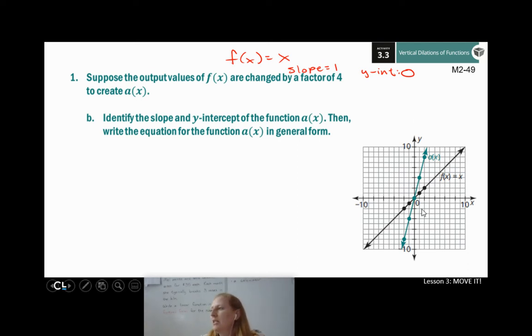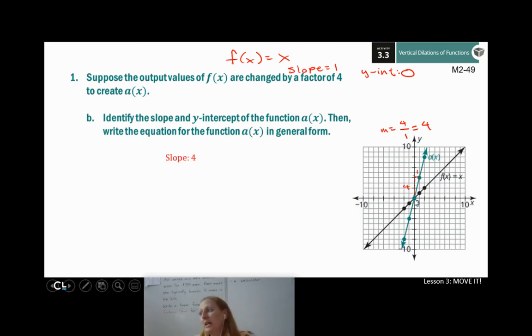So the y-intercept didn't change. I can see my y-intercept is still here at 0, but let's talk about that slope, right? On our f of x equals x, it was up 1 over 1, but check it out. Now my slope is up 4 over 1, isn't it? So I had to go up 4, and then over 1. So if I do rise over run, my slope is 4 over 1, or just plain 4. So my slope is now 4.